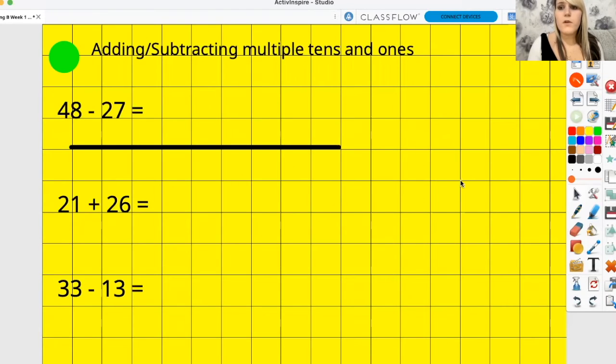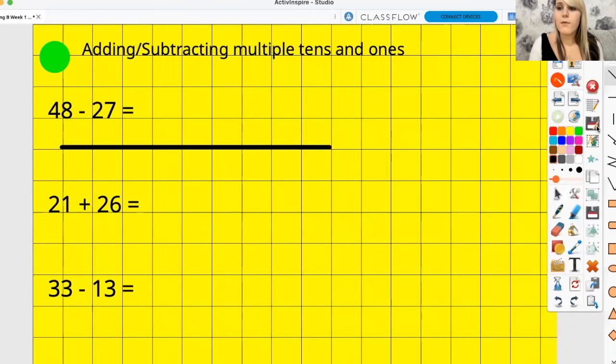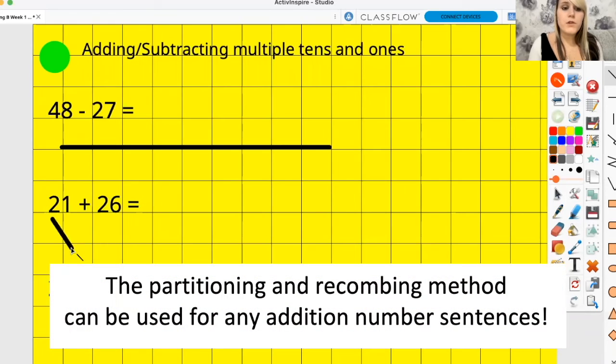So now we're moving on to green. Miss Vaughan will show you the unstructured number line again for subtraction, but the partitioning and recombining method for addition. You could use the partitioning and recombining method for orange too, but I just wanted to show you both options.